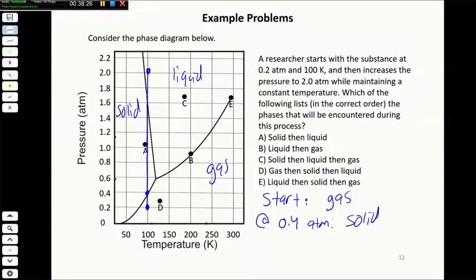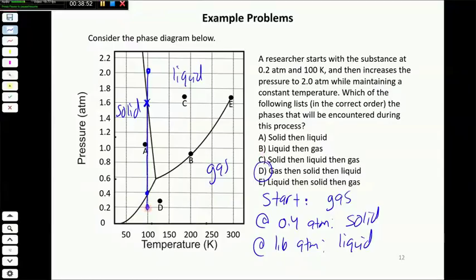And then once we get to about 1.6 atmospheres, which is this point there, we convert the solid into a liquid. So as we raise the pressure from 0.2 atmospheres to 2 atmospheres, keeping the temperature at 100 Kelvin, we're going to encounter all 3 phases, but the order is going to be gas first, then solid, then liquid. So that would be choice D here.